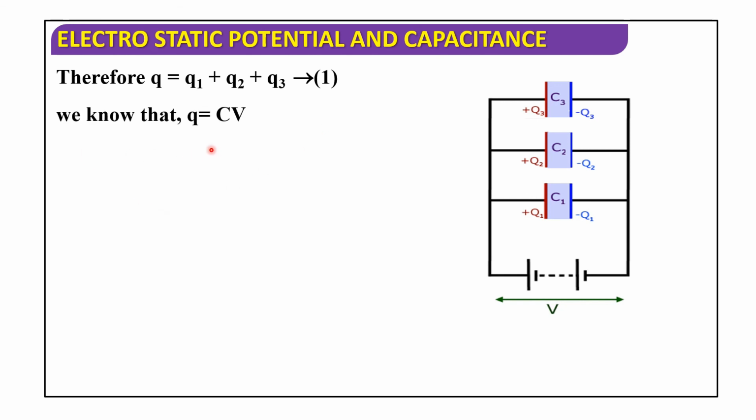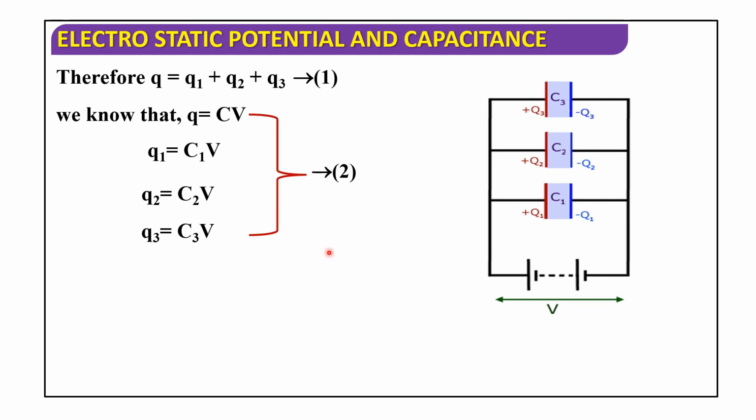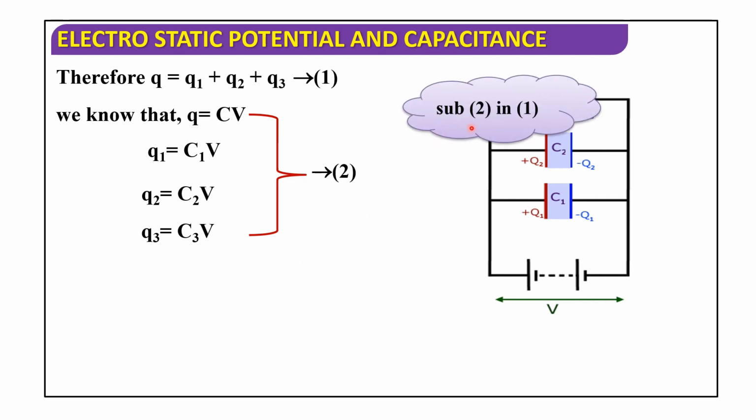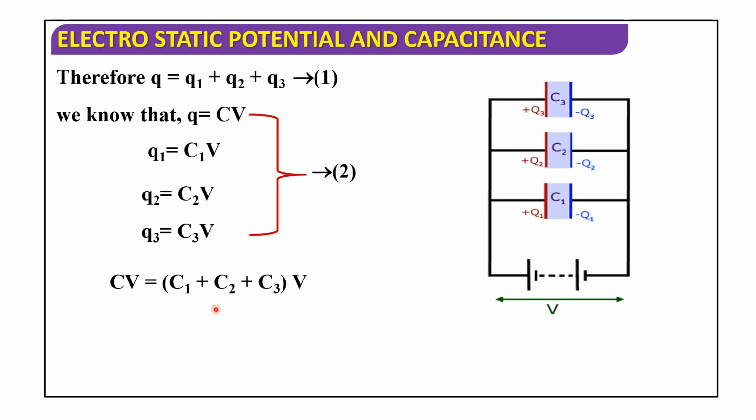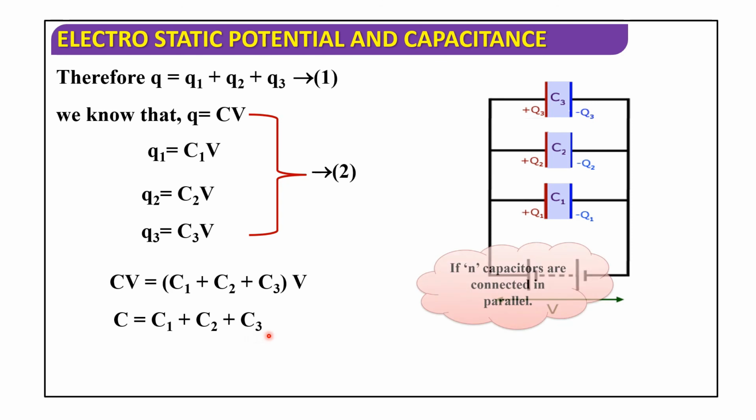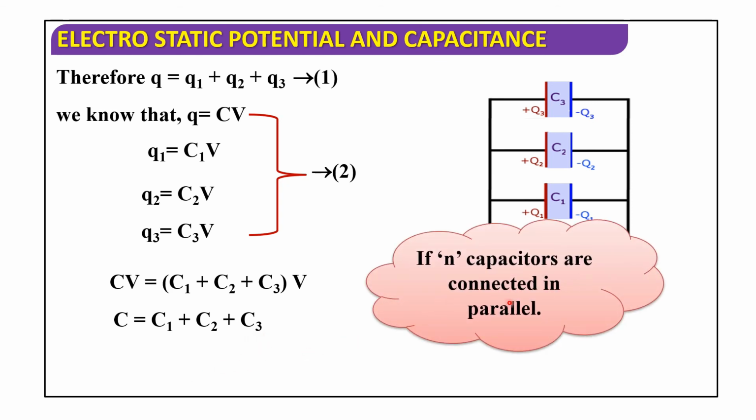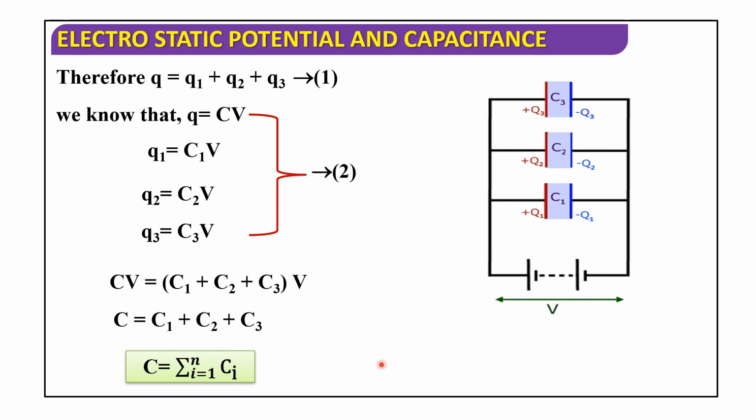We know that Q is equal to CV. So Q1 is equal to C1V, Q2 is equal to C2V, Q3 is equal to C3 into V. Consider this as equation number 2. Substituting equation 2 in equation 1, we get CV is equal to C1 plus C2 plus C3 of V. V cancels, then C is equal to C1 plus C2 plus C3. So, if n capacitors are connected in parallel, then C is equal to the sum from i equals 1 to n of Ci.